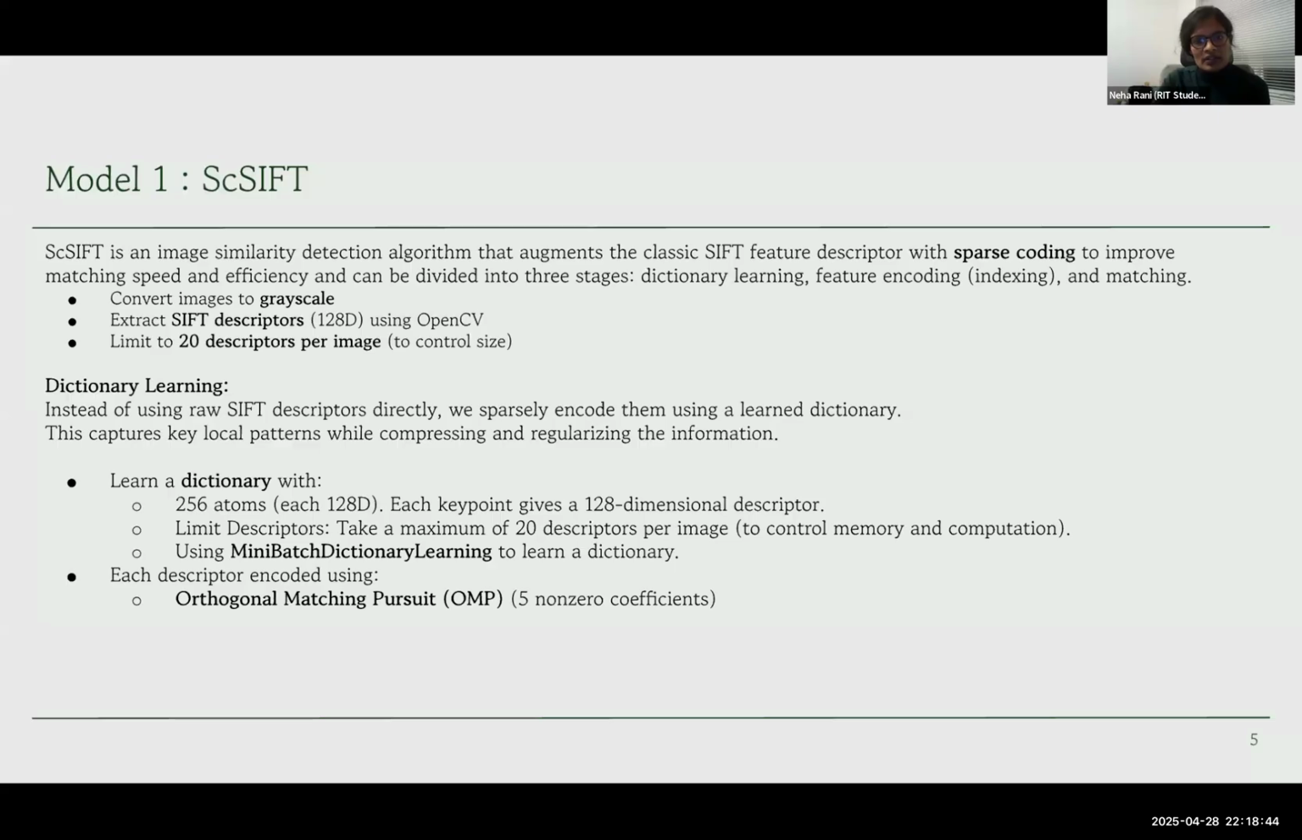So we learn a dictionary with 256 atoms, which are 128 dimensions each, so each key point gives us a 128 dimensional descriptor. And then we limit the descriptors. We take a maximum of 20 descriptors per image to control memory and computation. And then using mini batch dictionary learning, we learn the dictionary. And then each descriptor is encoded using orthogonal matching pursuit, which is OMP, and it has 5 non-zero coefficients.